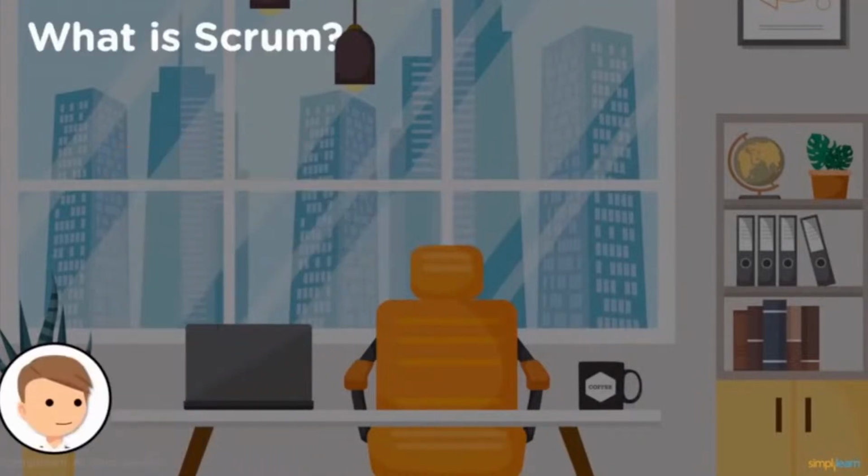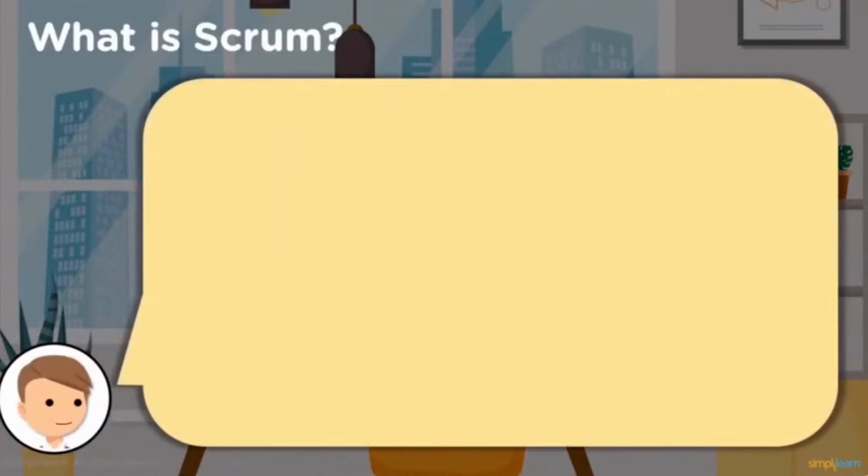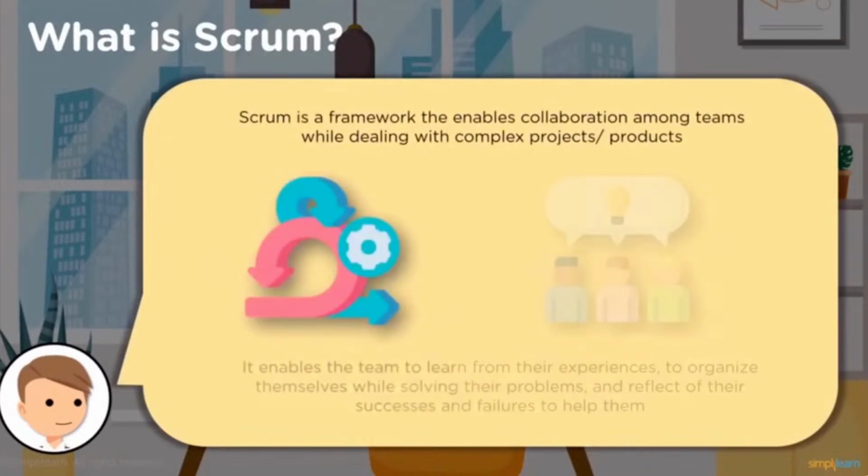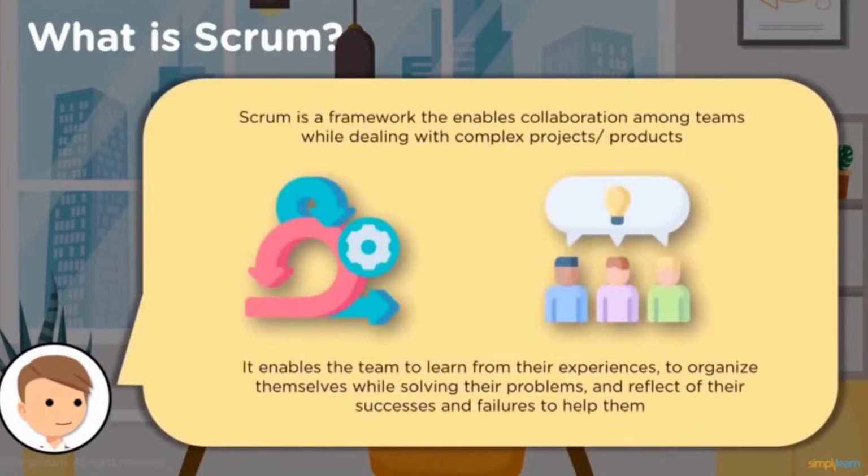First, let's talk about Scrum. What exactly is it? Scrum is an extremely popular agile framework which enables teams to work together while working on a complex project or a product. Scrum helps teams to self-organize, to learn from their experiences, and to reflect on their victories and losses for improvement.